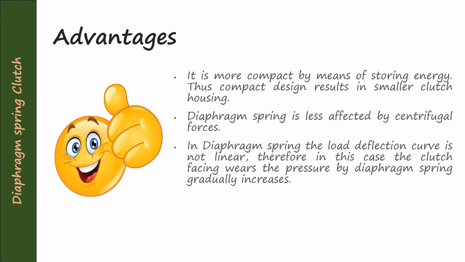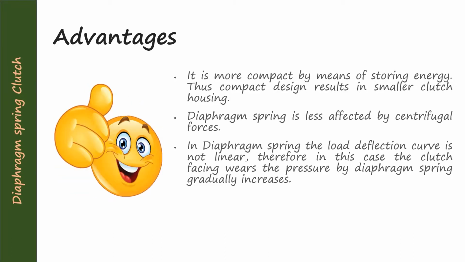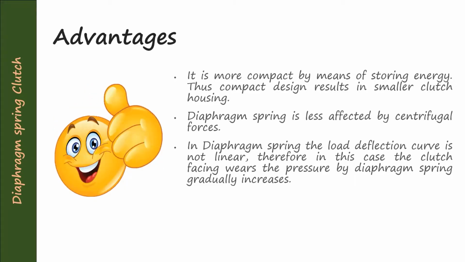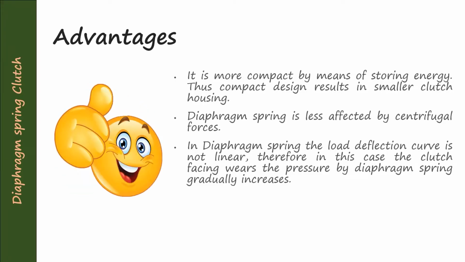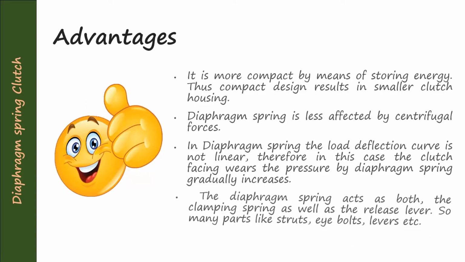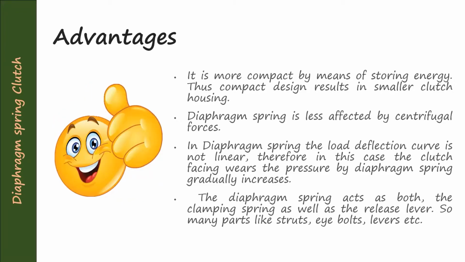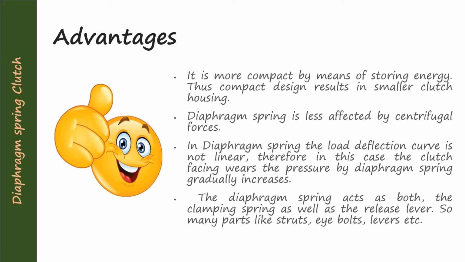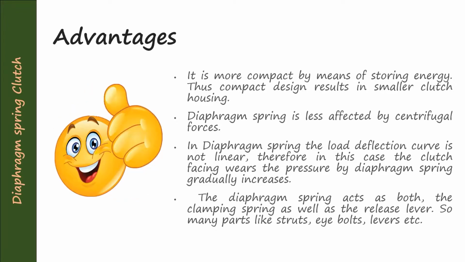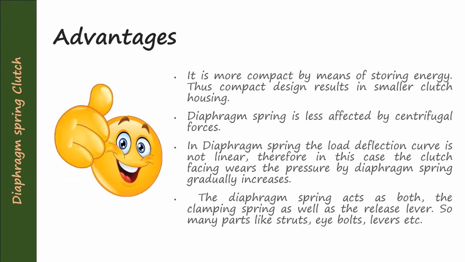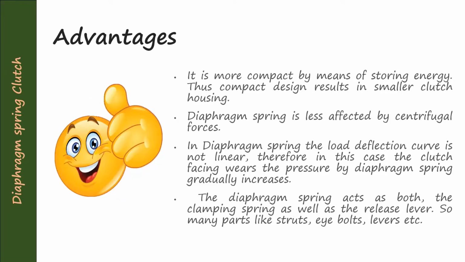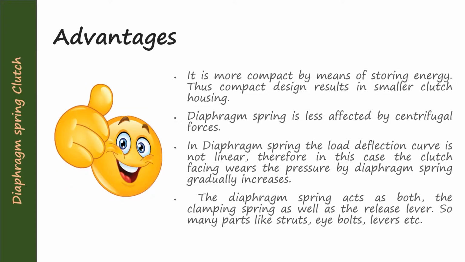In the diaphragm spring, the load deflection curve is not linear. Therefore, in this case, the pressure on the clutch facing by the diaphragm spring gradually increases. And the fourth point is, the diaphragm spring acts as both the clamping spring as well as the release lever. But the coil spring is not like that. It acts only as a clamping spring, and for the release we have to use the release lever. Here, the diaphragm spring acts as both the clamping spring and the release lever.